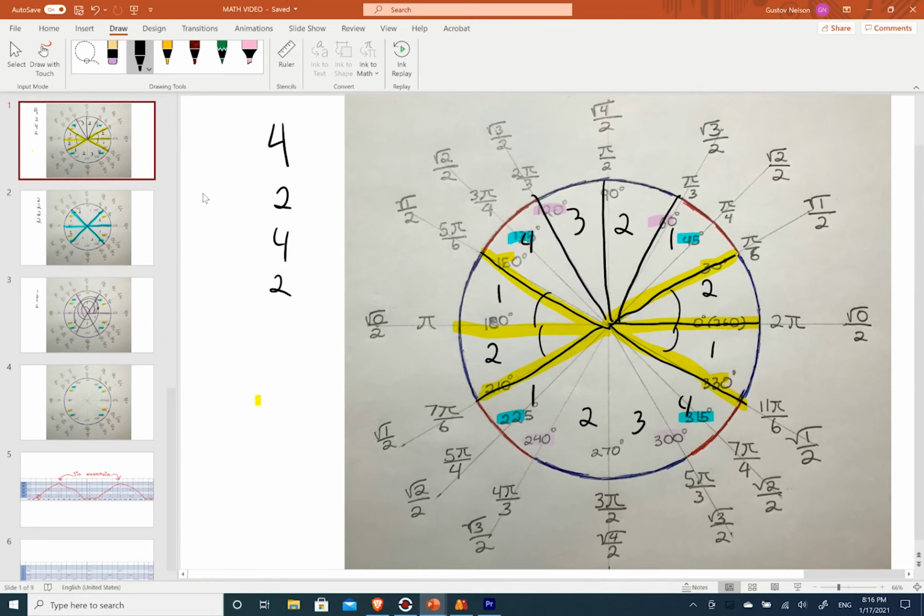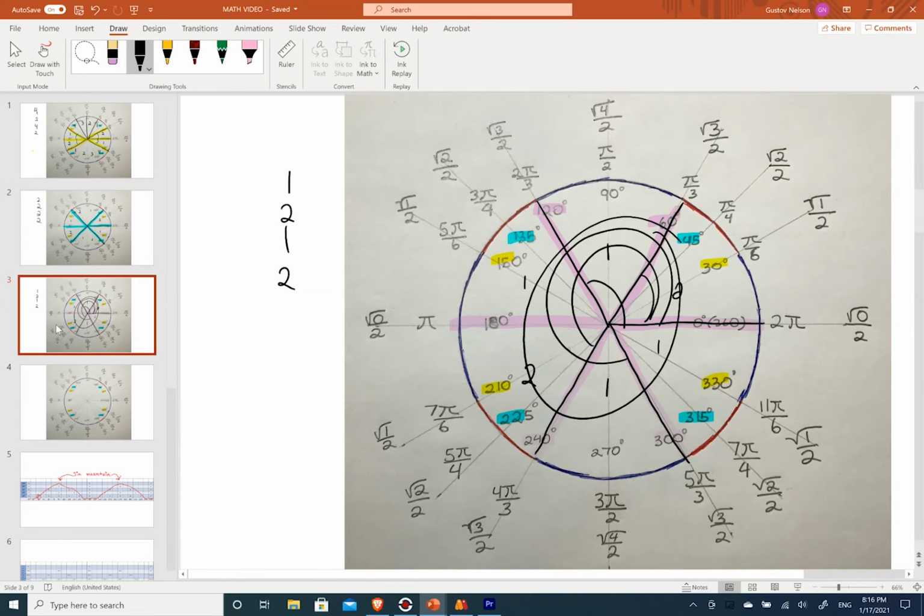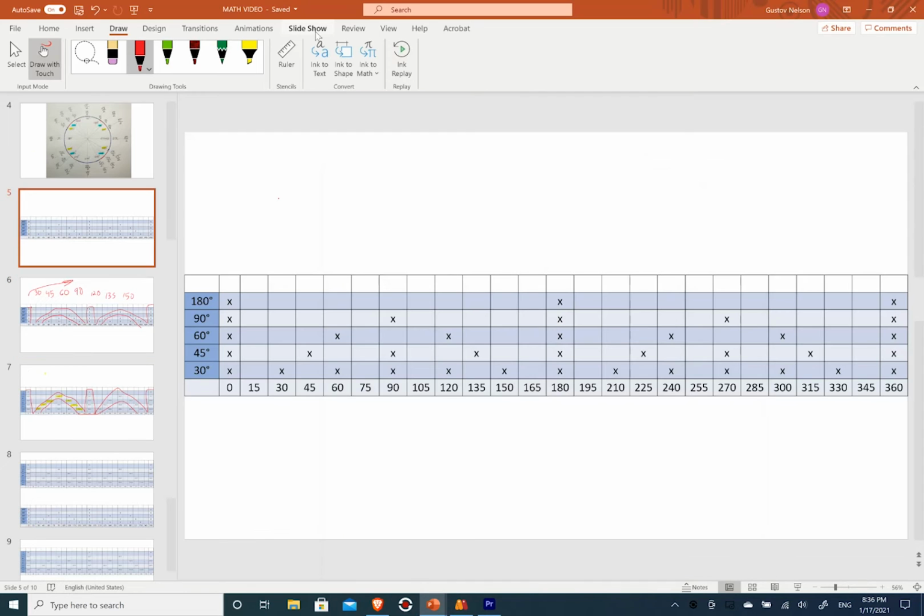And we're going to come back to these later on. But just remember, for now, for 30-degree angles, we see a pattern of 4, 2, 4, 2. For 45 degrees, we see 2, 2, 2, 2. And for 60 degrees, we see 1, 2, 1, 2. And so now we're going to create sine mountain.